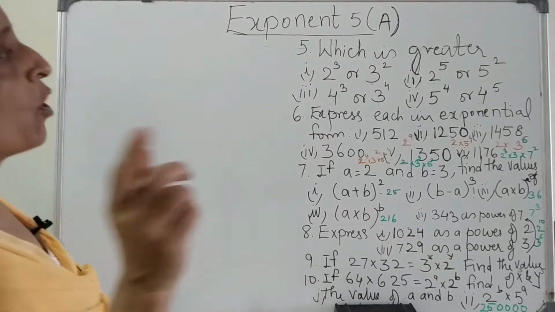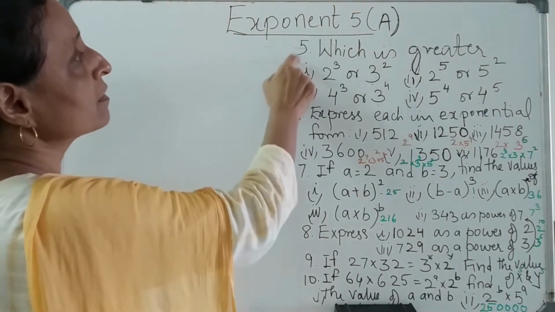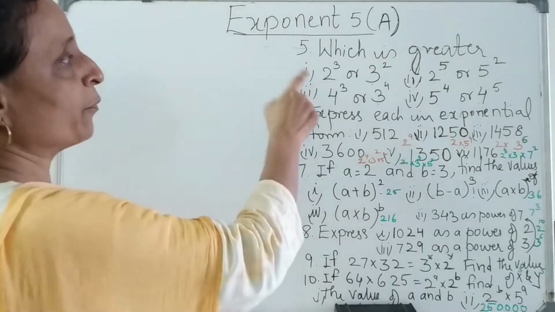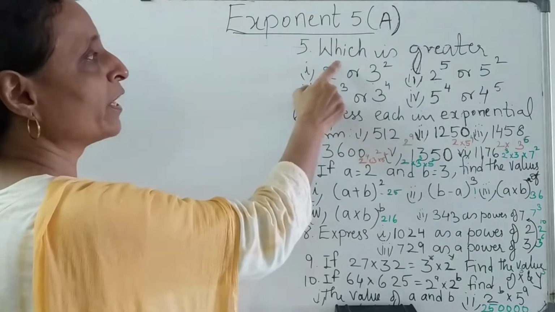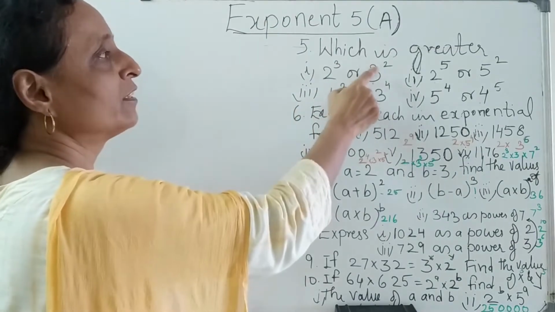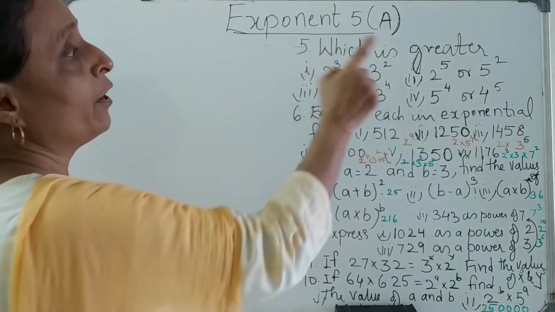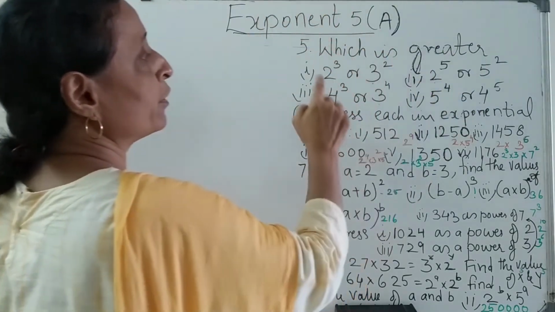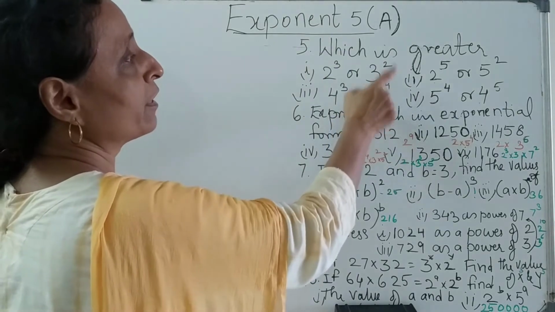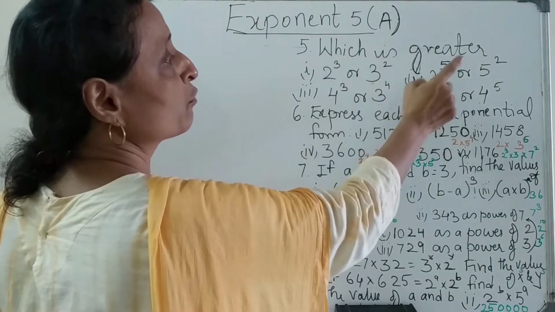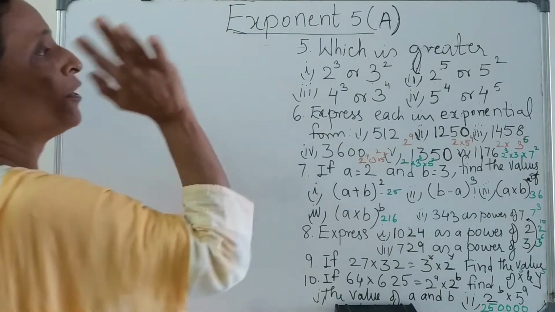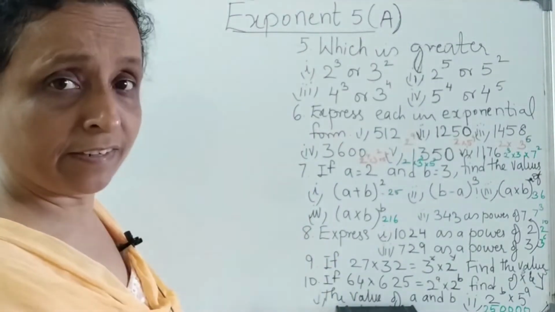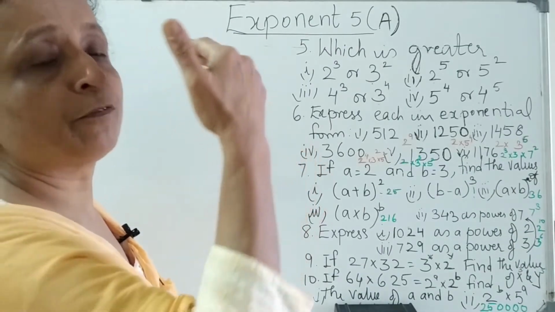Now we solve the fifth sum of 5a, which is greater. Whether 2 raised to 3 is greater or 3 raised to 2 is greater. Here, 2 raised to 5 is greater or 5 raised to 2 is greater. 4 raised to 3 is greater or 3 raised to 4 is greater. 5 raised to 4 or 4 raised to 5. Now for solving this, to find out which is greater, you have to multiply.